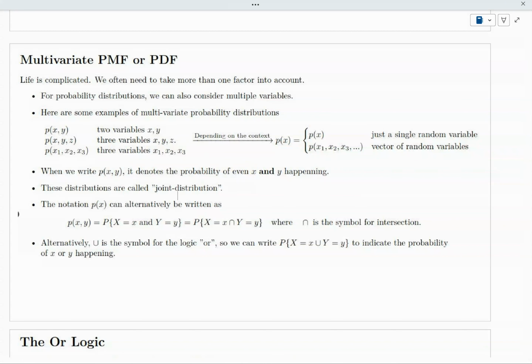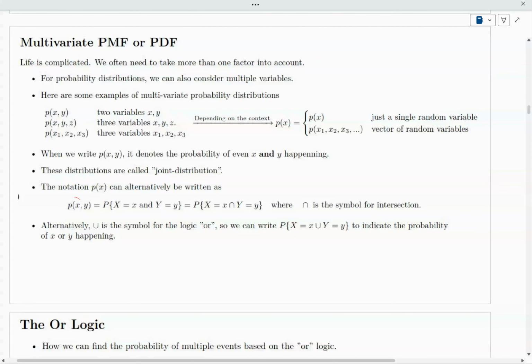The notation x and y can also be written this way: capital P of x happened and y happened. Another symbol for "and" is this intersection symbol. So this is another way you might see it. Although most of the time, notice how this is so much shorter. So we prefer this notation most of the time.